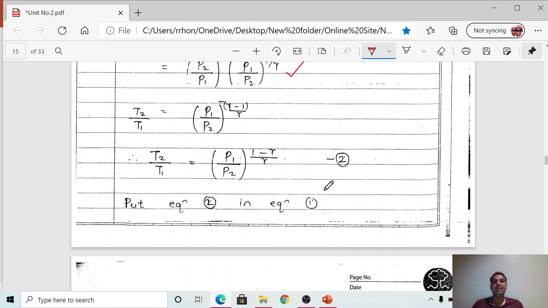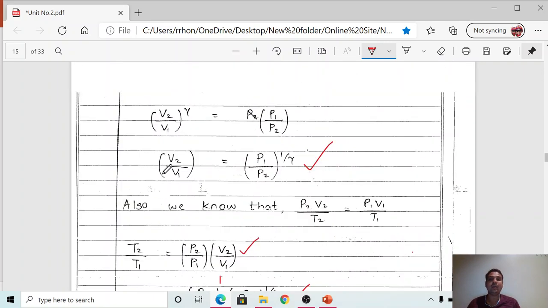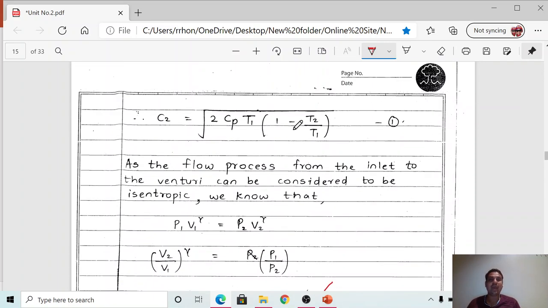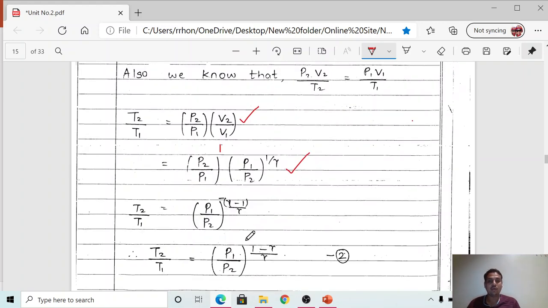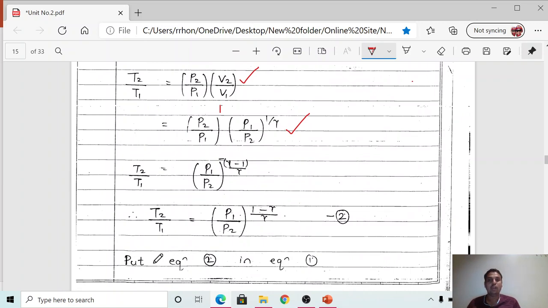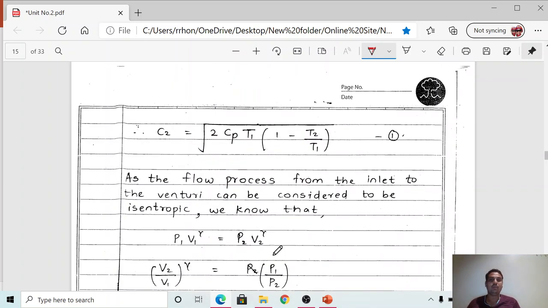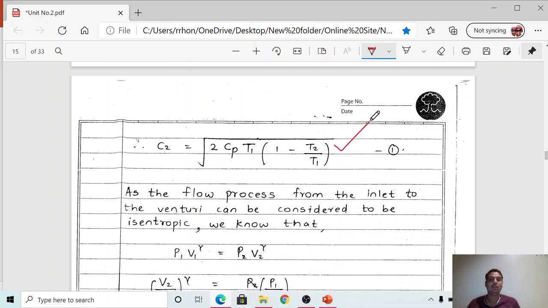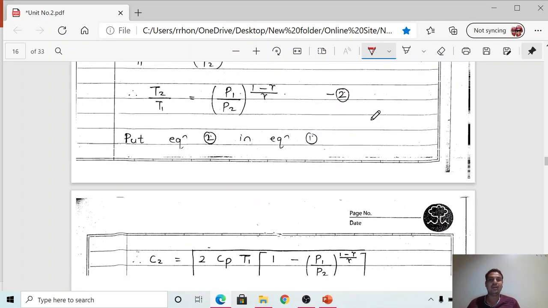If you see equation number 2, here we got the equation for T2 by T1. So again, put equation number 2 in equation number 1. Here we have the value of T2 by T1 with us, so can we put the T2 by T1 in equation number 1? Yes, here we have T2 by T1 in equation number 1. So put the value of T2 by T1 in equation number 1.